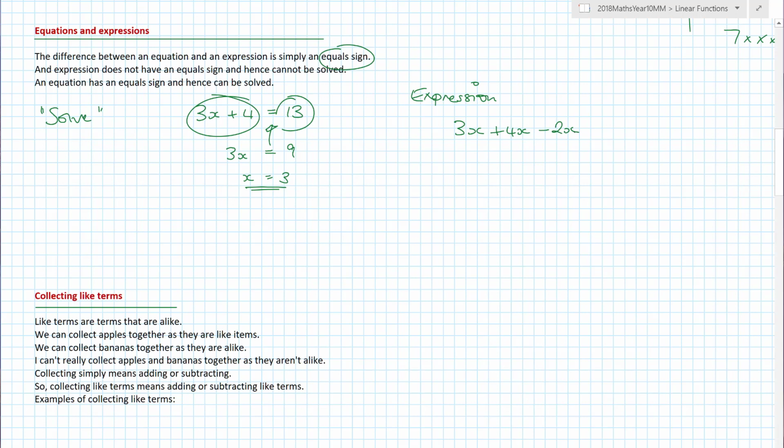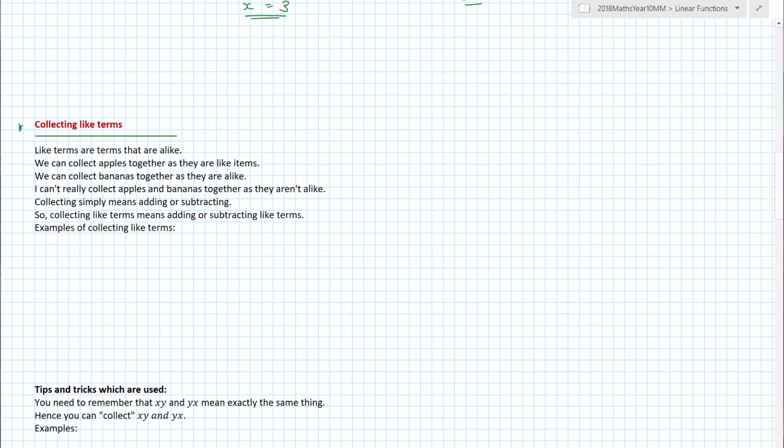I can make it look simpler because we know that we can collect like terms, which is, funnily enough, coming next. So 3x's plus 4x's, 7x's, minus 2x's gives me 5x. I haven't actually found what x is, but I have simplified it so that I might be able to go on later in a question and use that to help me solve for x. So remember, equations and expressions: one has an equal sign, equations, and one doesn't.